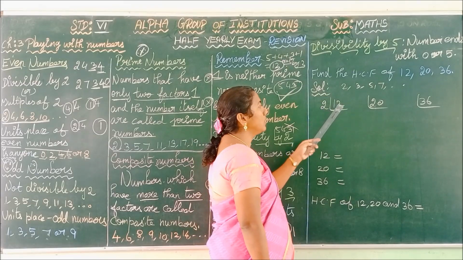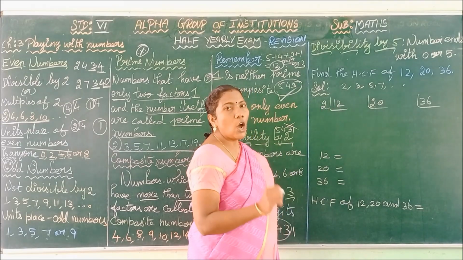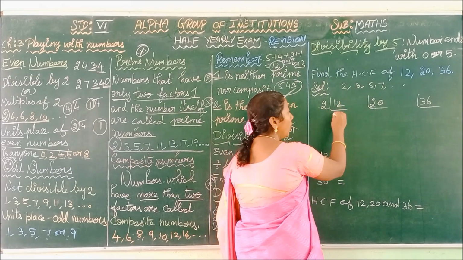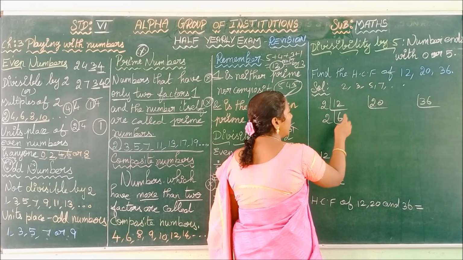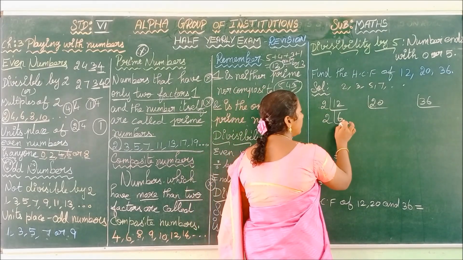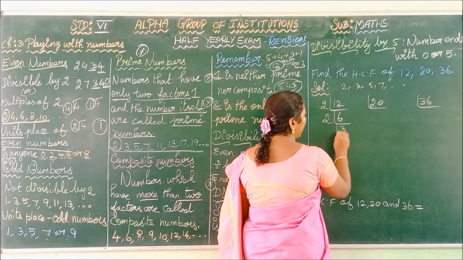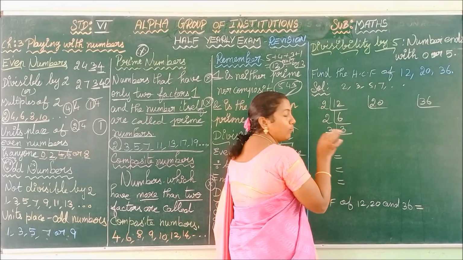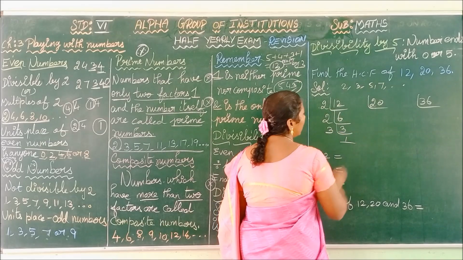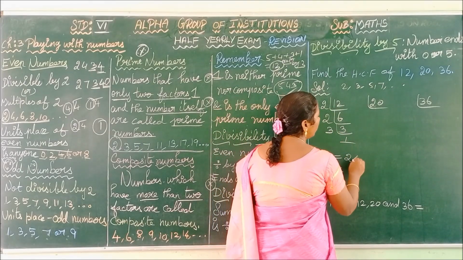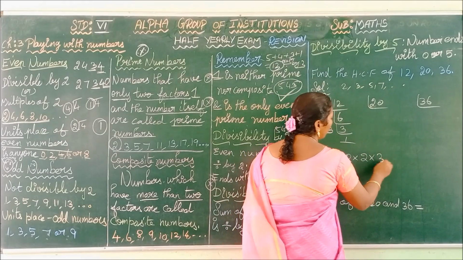12 comes in the 2 table. How many times? 6 times. So 6 twos are 12. Again you have to use the number 2 because 6 is an even number, so it is divisible by 2. So 6 comes in the 2 table. How many times? 3 times. Again 3, because 3 is a prime number, so it is divisible by itself only. So 3, 1. Thus we have factorized the number 12. So we write 12 equals 2 into 2 into 3.